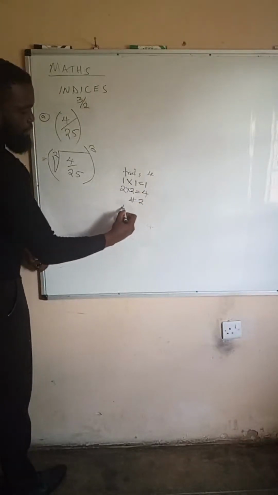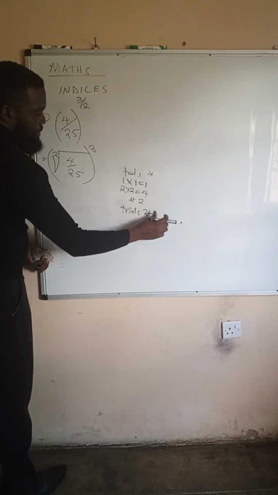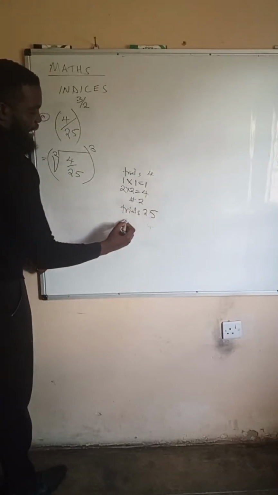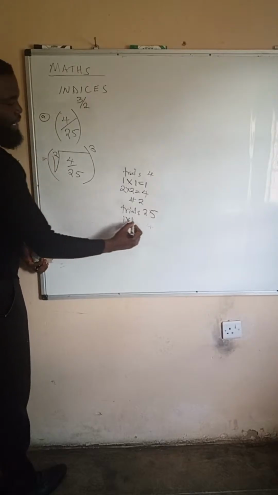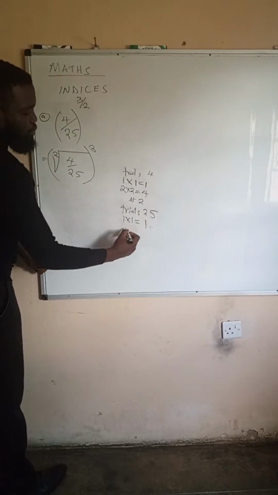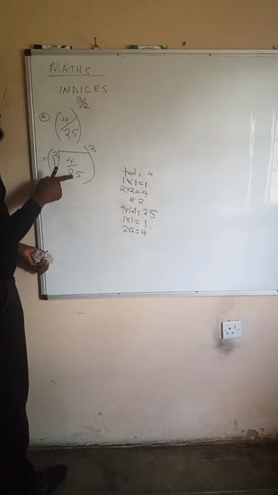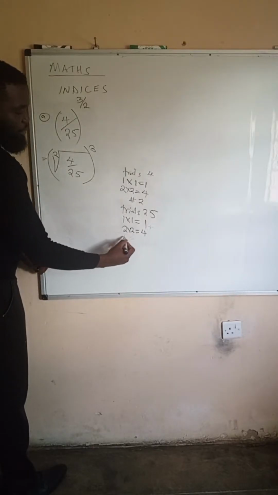I go for trials for 25. I start with 1 times 1, looking for a number to multiply by itself twice. 1 times 1 is 1. Do you have 1 down? No. I go to 2. 2 times 2 is equal to 4. Do you have 4 down here? No. 2 has failed. I go to 3.